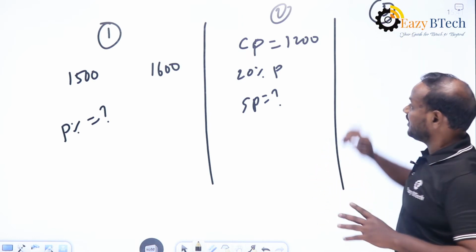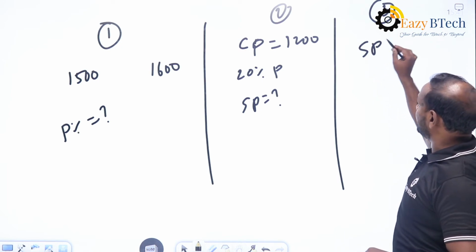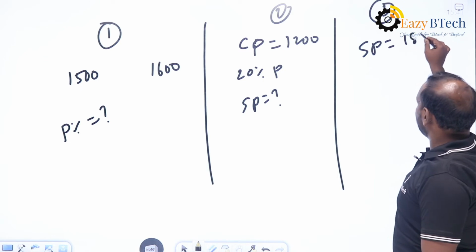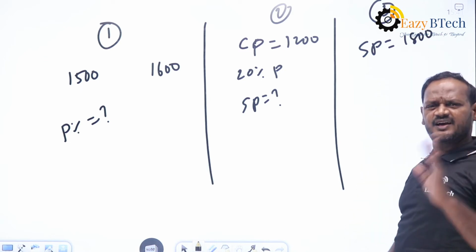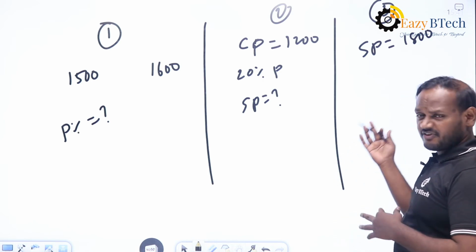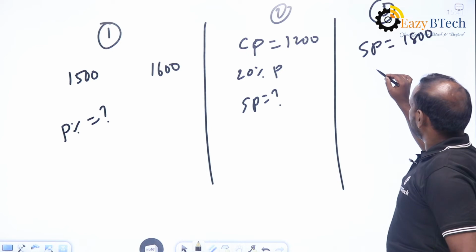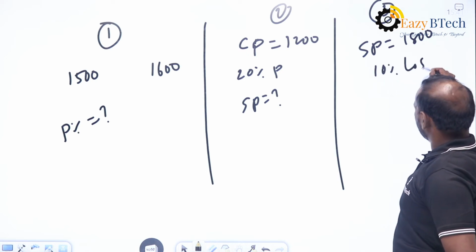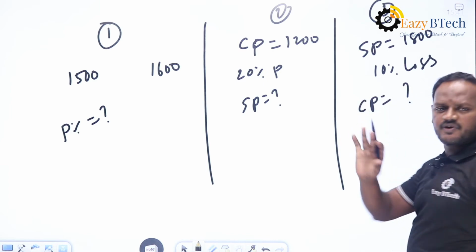Model number 3. Selling price is given. A man sold an article for 1800 and got, sometimes profit will be there, loss will be there, another issue, and got 10% loss or profit, whatever. Loss. Find the cost price. These are the models we have discussed, right?